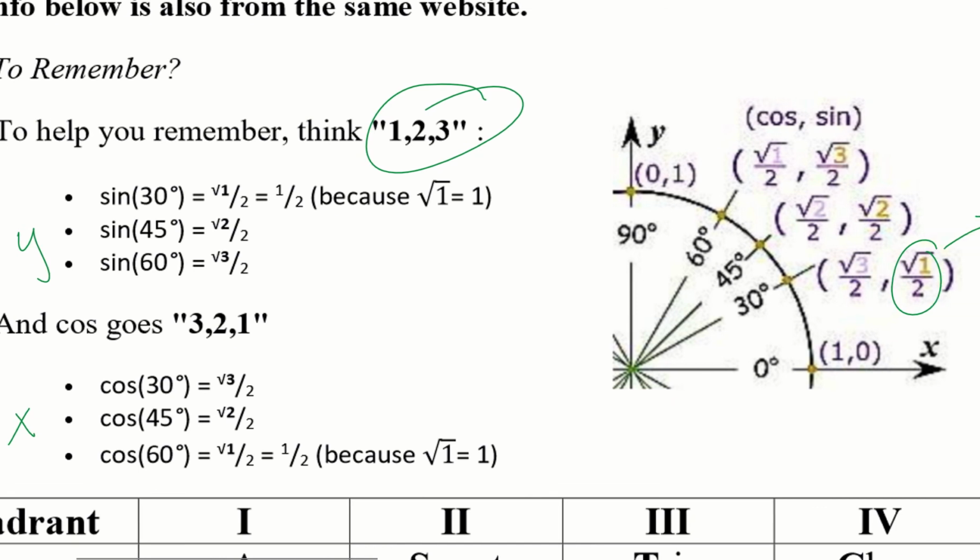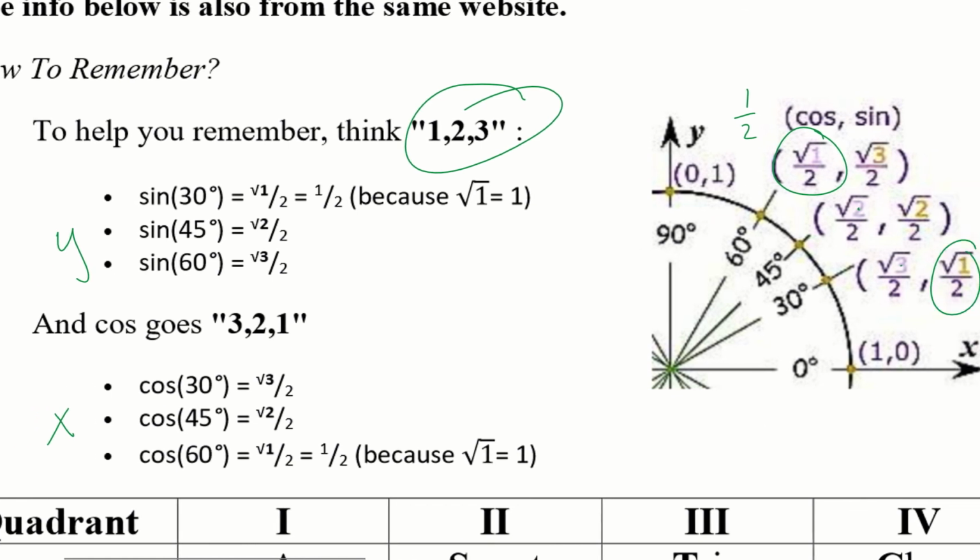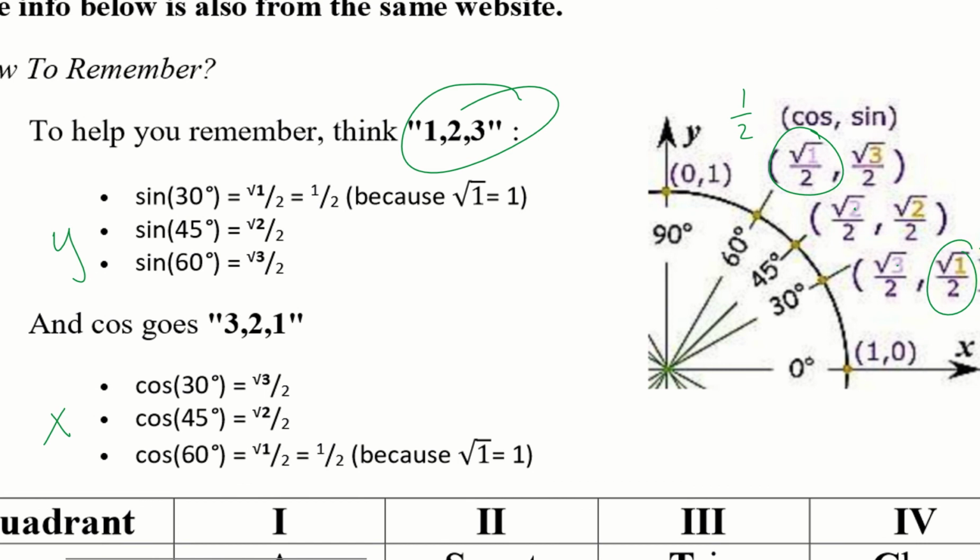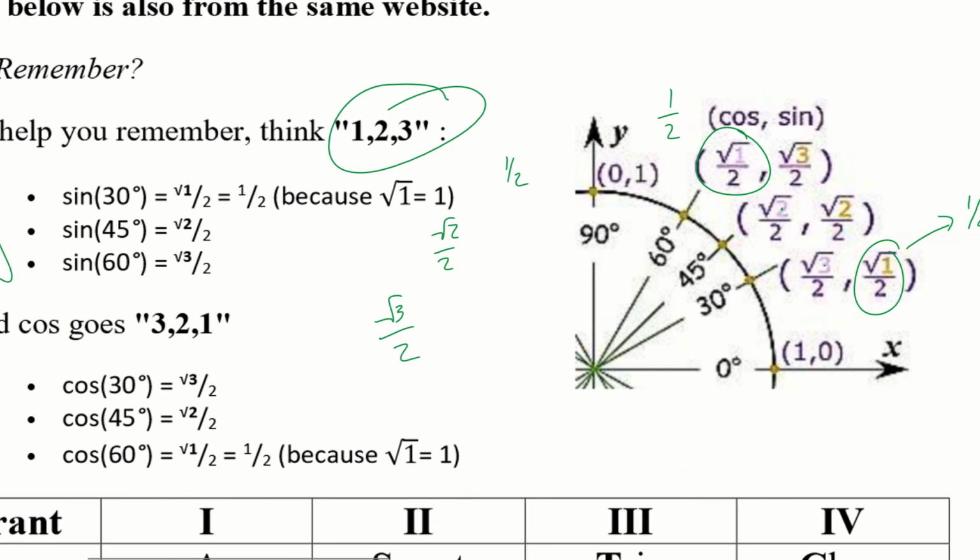All right, so if we take a look here, our cosine, our x, it goes 3, 2, 1. And then once again, of course, the square root of 1 we can just write as 1/2. So if you think 3, 2, 1 for the x, and then 1, 2, 3 for the y. And then when you start to come back down the opposite direction, I'm going to write down the x values. So we're going to have 1/2, root 2 over 2, root 3 over 2. So they just kind of keep repeating that way.